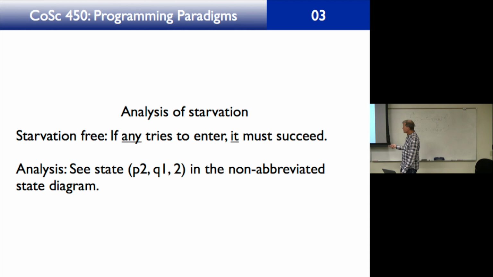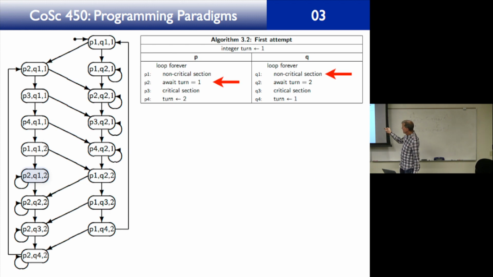Now let's take a look and see if it's starvation free. Here's the problem. I have annotated his diagram here. Let's suppose these red arrows mean that we're in the state. Where is this state on the figure? My shading didn't show up. Can you tell that it's a little darker? It's P2, Q1, 2, right here.